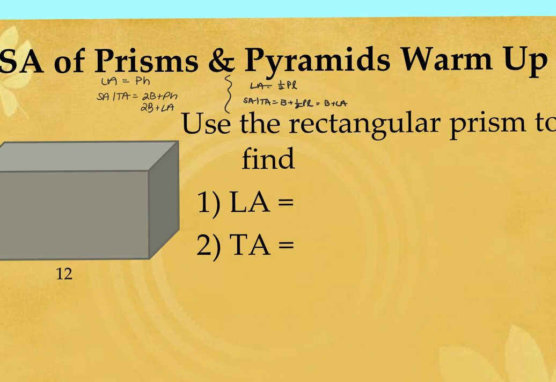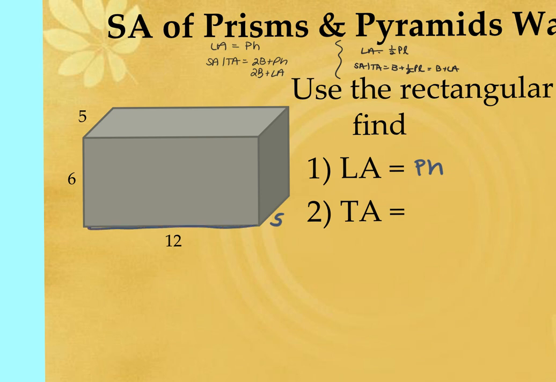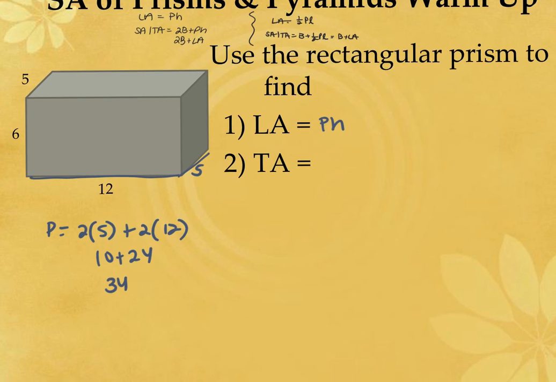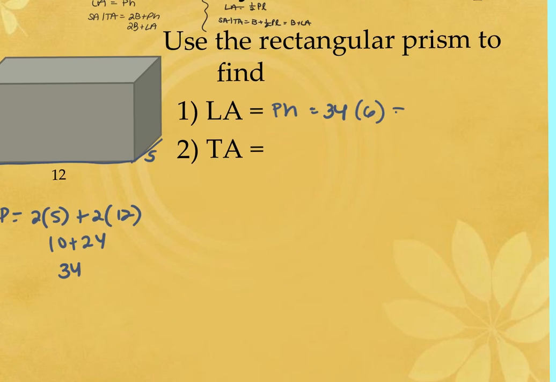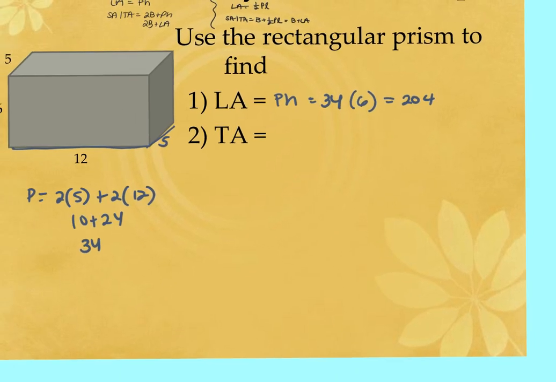So if I picked top and bottom for my lateral area, then I'm going to do the perimeter of the base, obviously times the height. And we're going to say the base would be 5 and 12, sorry, for the sides. So the perimeter there would be 2 times 5 plus 2 times 12, or 10 plus 24, which is 34. So that's the perimeter of the base if you picked the top and the bottom as the base. And then the height of the prism is 6. So 204, and it didn't give me a unit, so units squared would be your lateral area if you pick top and bottom.